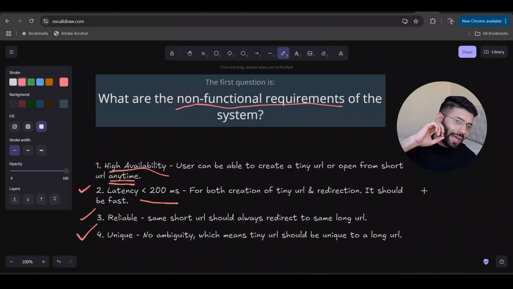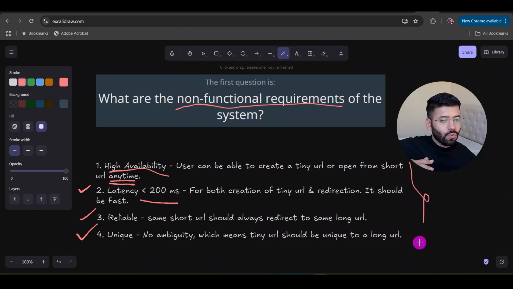It means that each tiny URL should be unique to the long URL. You can say it is a one-to-one mapping. So these were the 4 non-functional requirements that I mentioned for this system. Now let's see what was the feedback that I received on my answer.